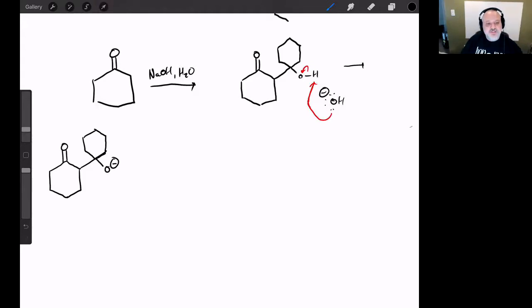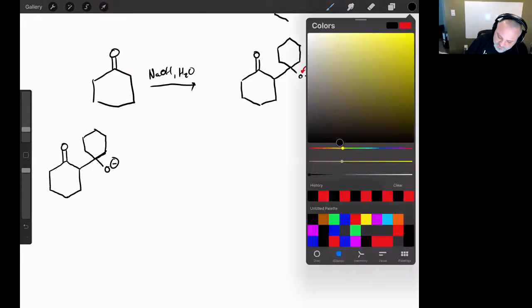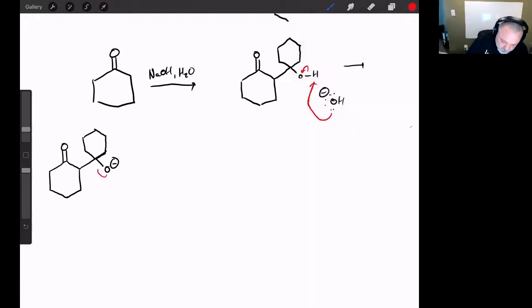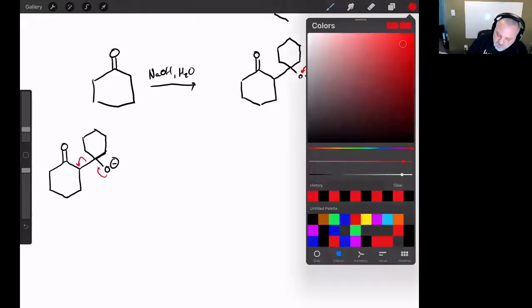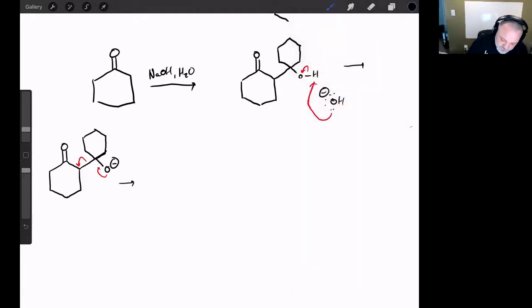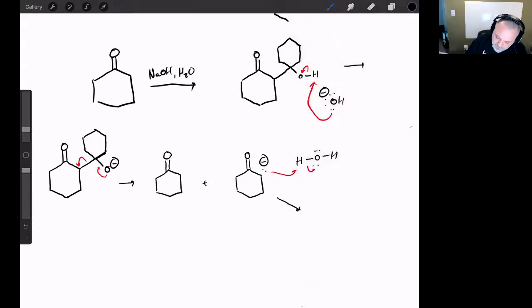Got a negatively charged oxygen there. And the negatively charged oxygen reforms its carbonyl group and expels the electrons in that carbon-carbon bond to reform a neutral ketone plus the enolate. And then the enolate can react with the water that was created and reform the other ketone. And since this is the same ketone, we're going to get the same cyclohexanone product.